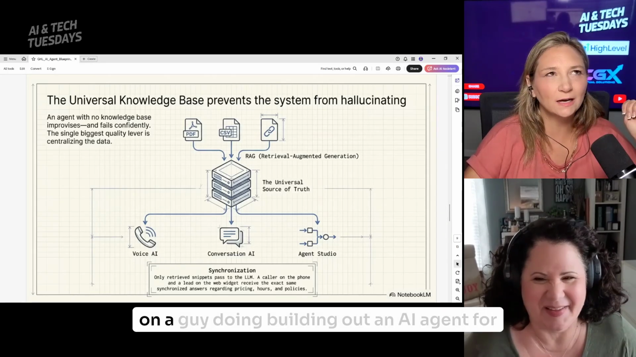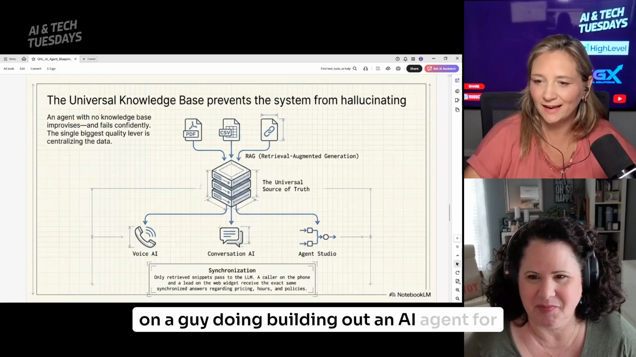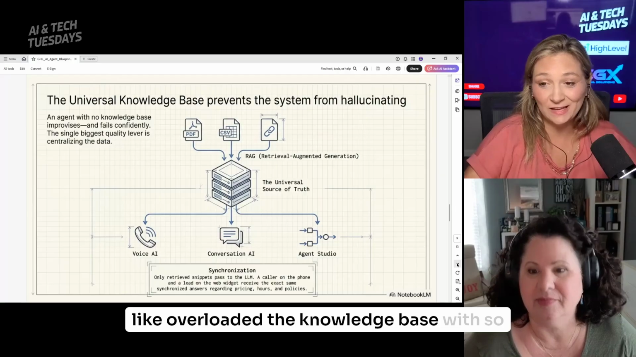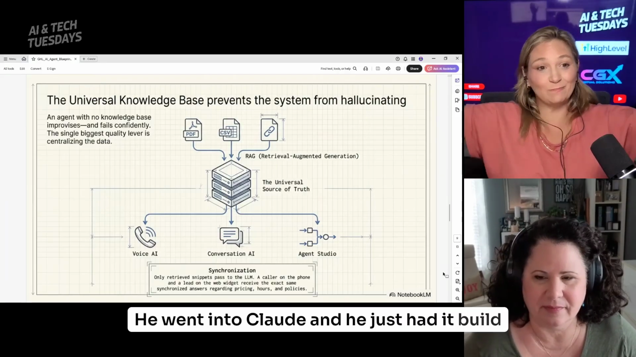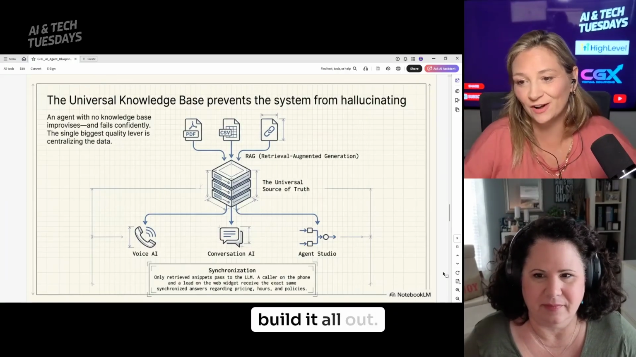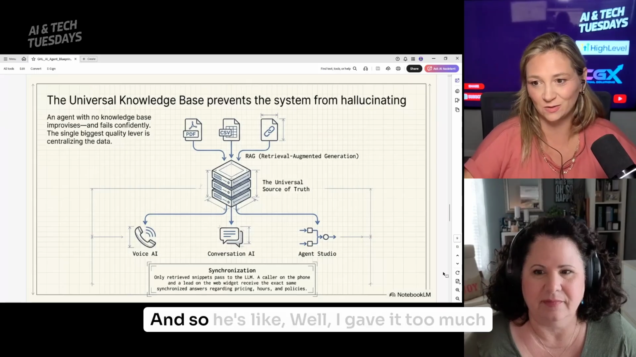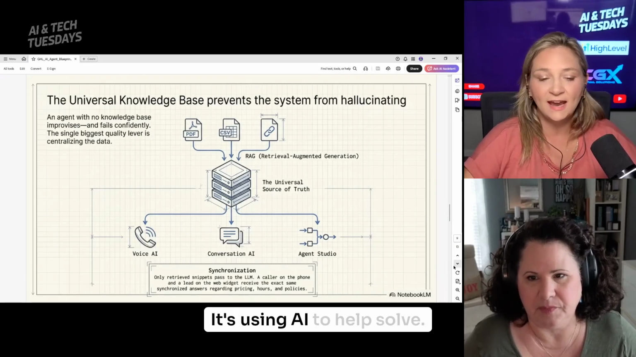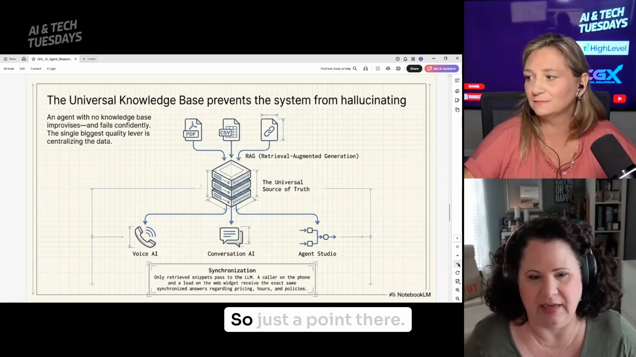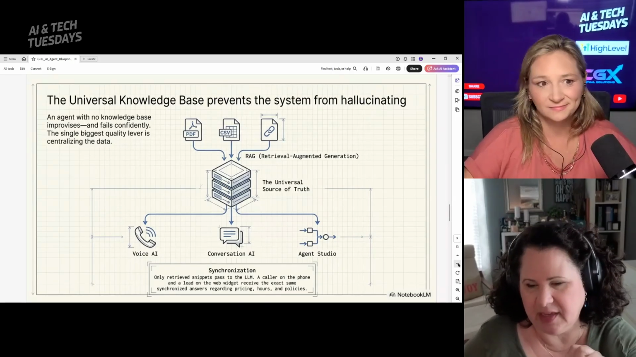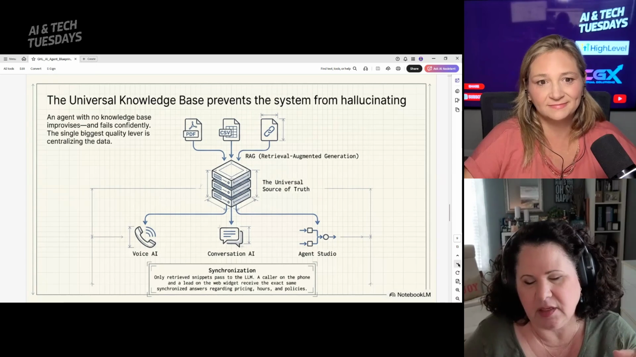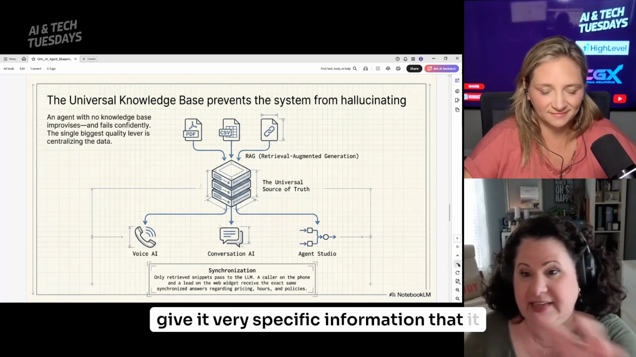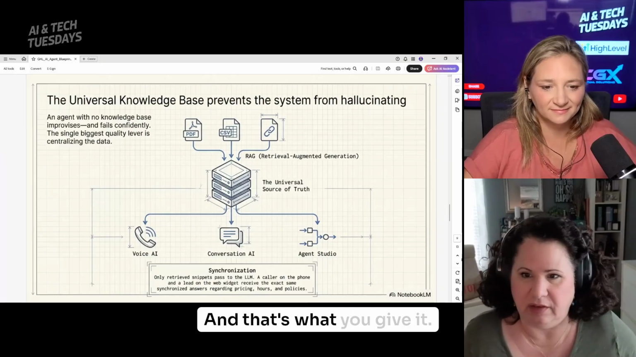I was watching a YouTube video on a guy building out an AI agent for the first time, a super agent, and he overloaded the knowledge base with so much. He went into Claude and had it build out this knowledge base, and he overloaded it, and so he's like, "Well, I gave it too many instructions because it doesn't need that much. It's using AI to help solve." Exactly, and that's the point. You connect the LLMs because they already know all the things. So you just give it very specific information that it doesn't know, right? And that's what you give it.